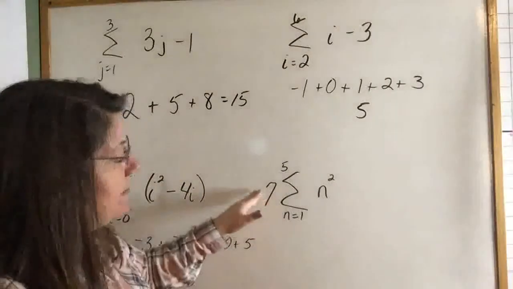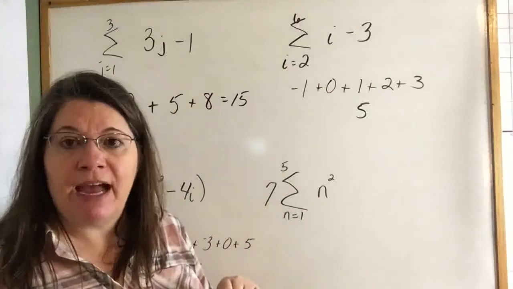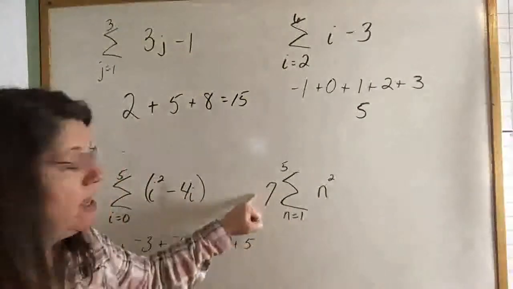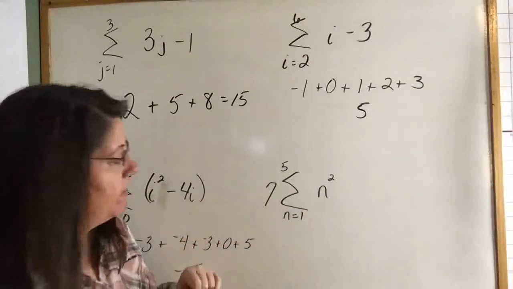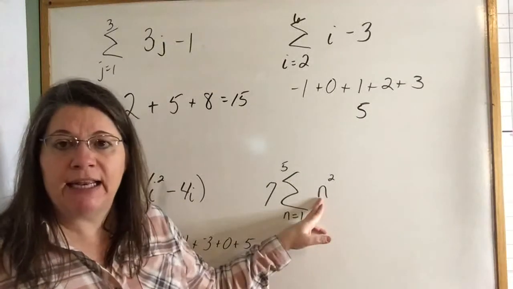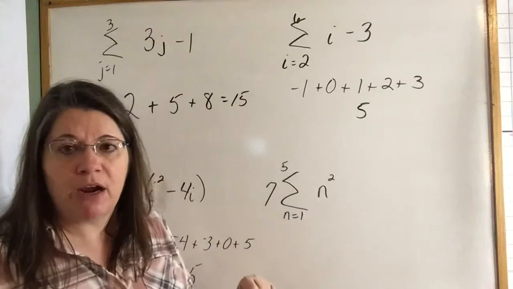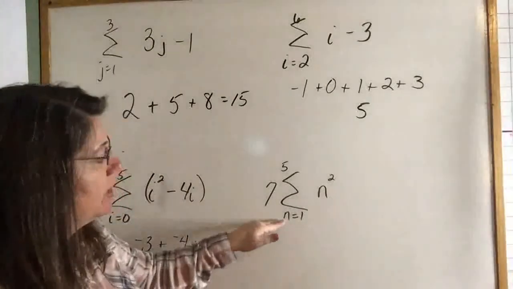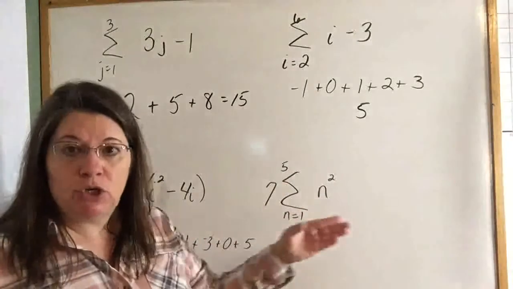So sometimes they may give you something outside, kind of a scalar multiplication or a distributive property that you'll have to do. Thinking about this is n squared. It is not a linear, so we cannot consider this to be arithmetic. There's no way around it. We're going to need to plug the numbers in to solve it.